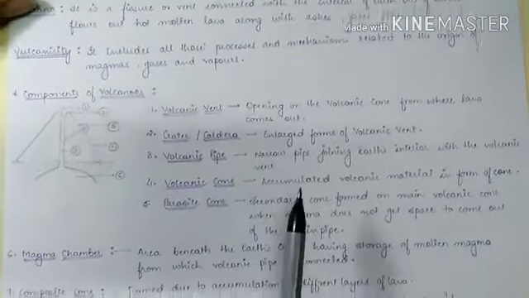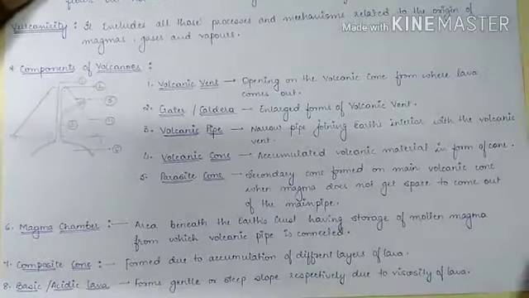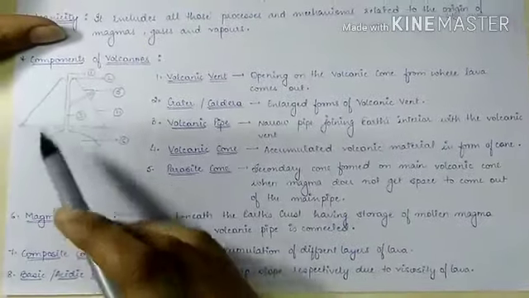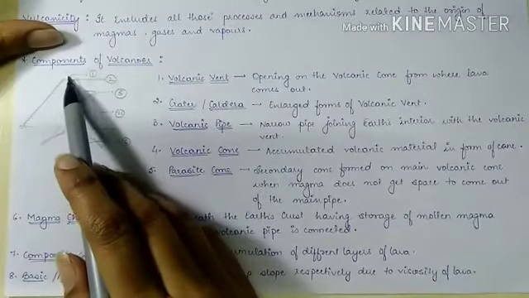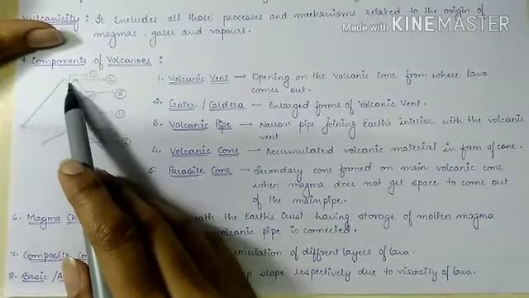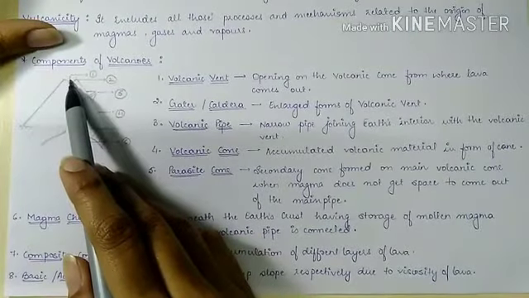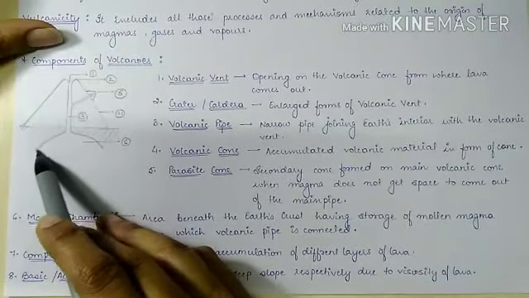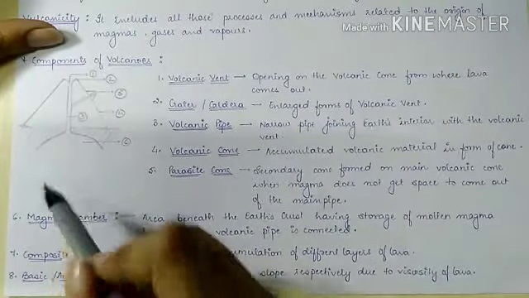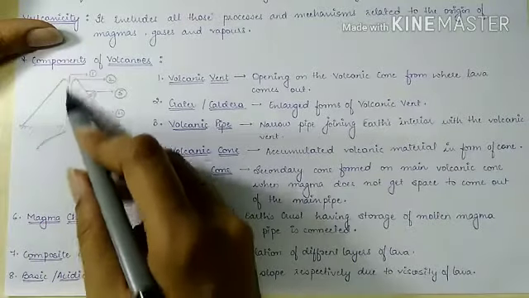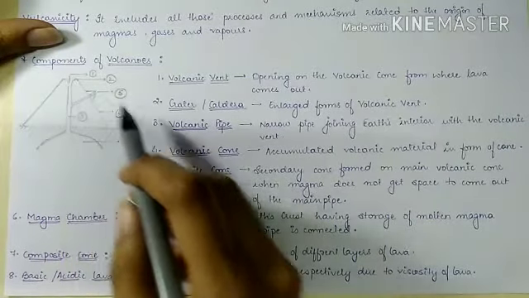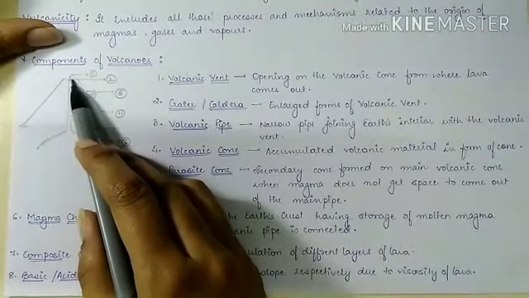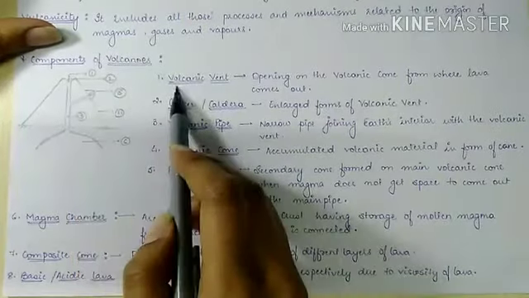Okay, next is components of volcano. So in components of volcano we can see, here is our diagram. Now this is our opening of volcano, from where the things from the interior of Earth come out. When it is smaller in size, its initial opening is known as volcanic vent.